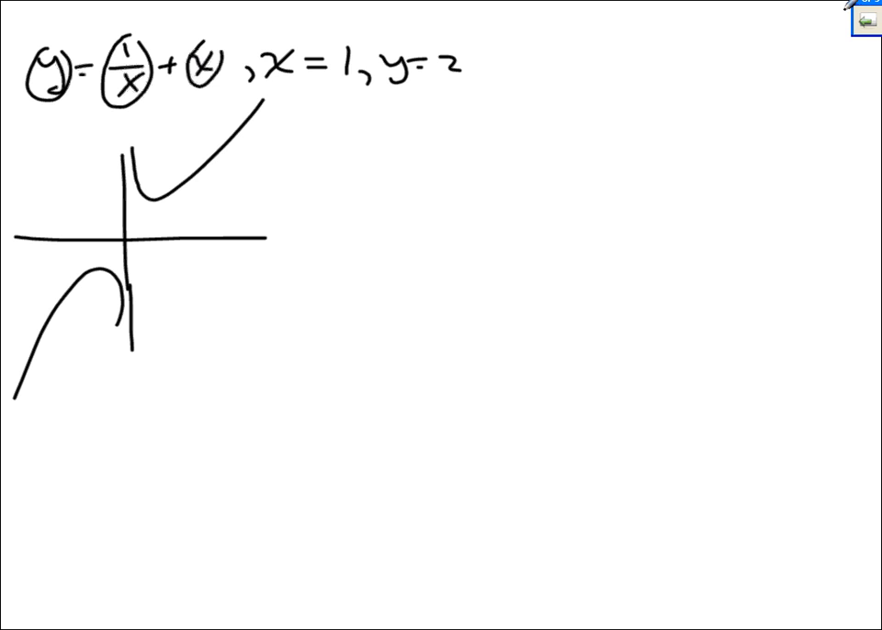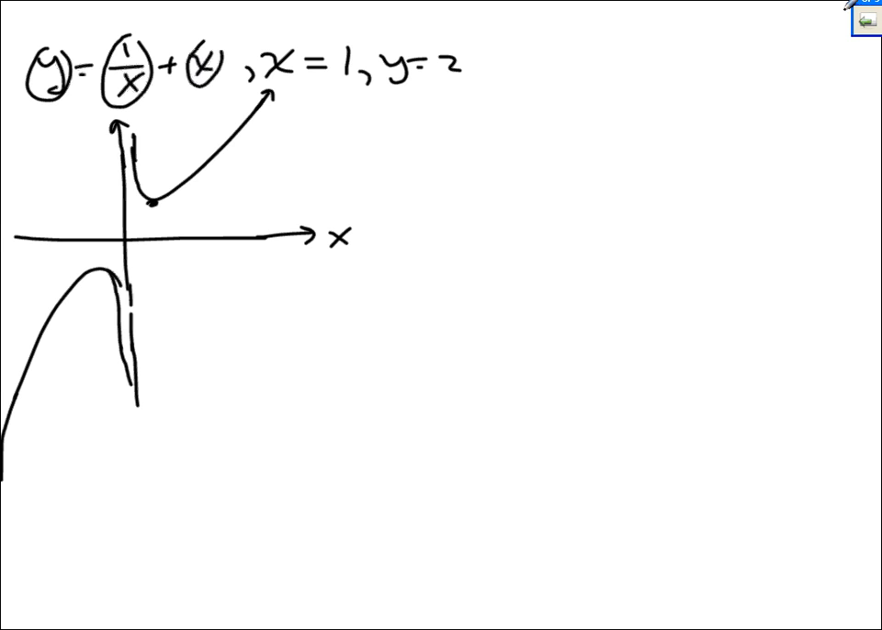Pretty much looks like that. All 4 endpoints go on forever. This goes down forever, that goes down, this goes up, and so does this. It turns out that the point (1, 2) is right there.